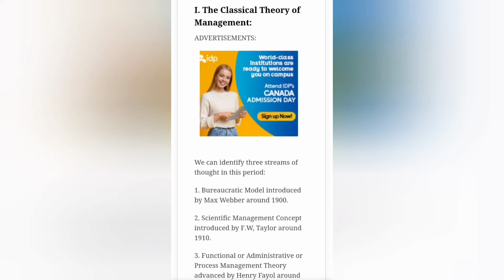In the classical theory of management, we have the bureaucratic model of Max Weber, the scientific management concept by F.W. Taylor, and the functions of the administrative process management theory by Henry Fayol. So these 3 theories come under the classical theory. Why? Because the bureaucratic model was written in the 1900s by Max Weber, Taylor's is 1910, and last, the administrative theory was also proposed by Fayol in 1910.